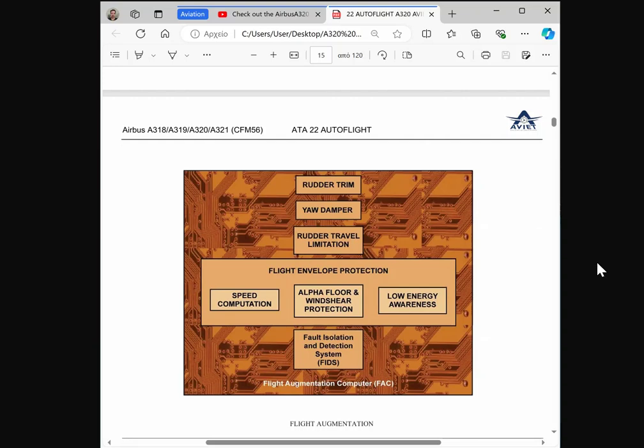Let's speak about the auto system presentation. This is the flight accommodation, so this is the FAC. Let's see what the FAC has here. The flight accommodation part fulfills the following functions: the rudder trim, the yaw damper, the rudder travel limitation. We will also see the flight envelope protection: the speed computation, the alpha floor, windshear protection, and the low energy awareness.